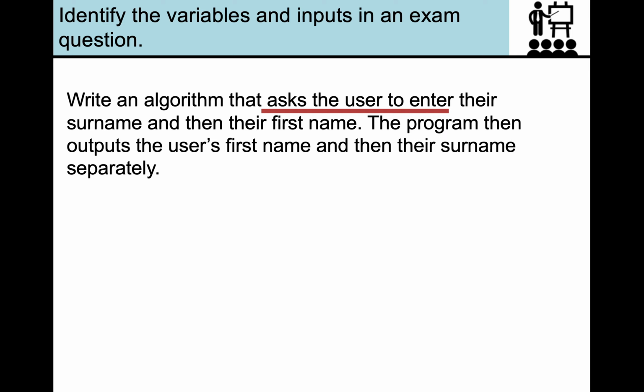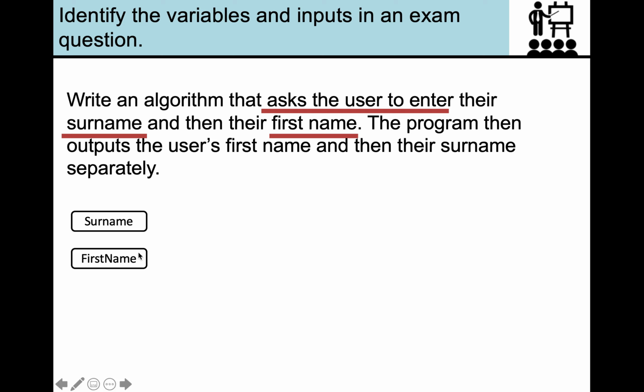Well, we're asking them to enter their surname. So that's the first value they're going to enter. We're also asking them to enter their first name. So that's going to be the second value they need to enter. So we need to put down some variable names. Well, surname, and how about firstName? And if you think back to the rules that we had about variables, we couldn't have any spaces, so I've used what's called camel caps here. And these are really clear, meaningful variable names.